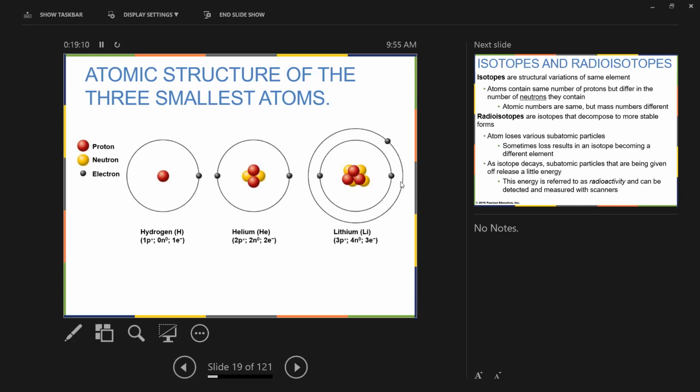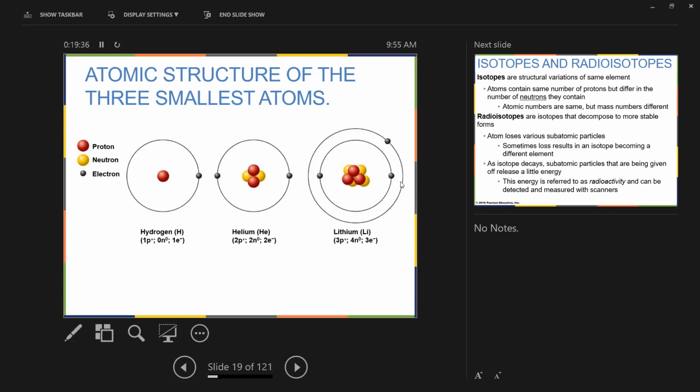Because it seems that atoms have these rules that they follow, that they can only hold two electrons in their first orbit, always. No more than two in the first orbit. So there's a third electron for lithium, and so it goes into a brand new orbit a little further out.